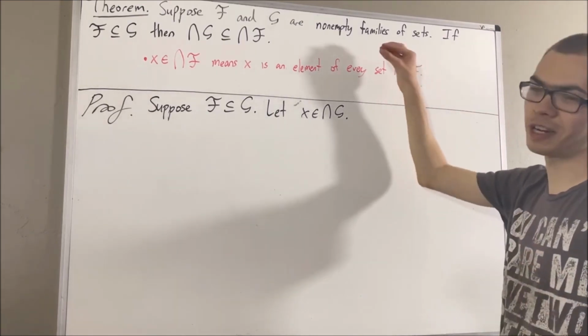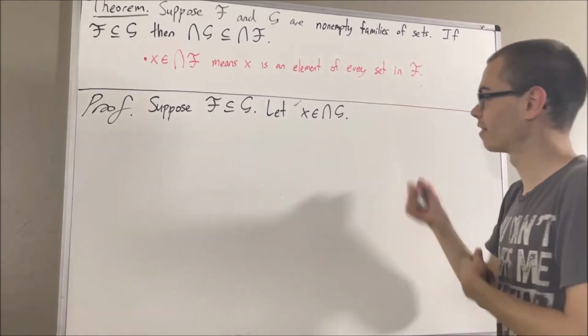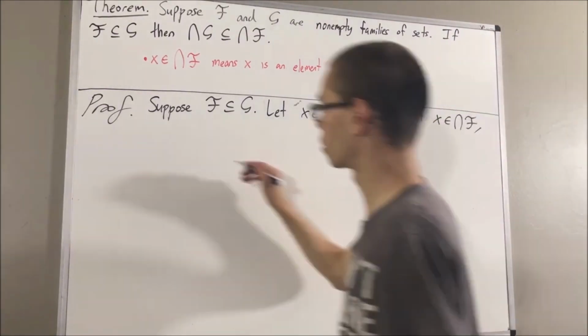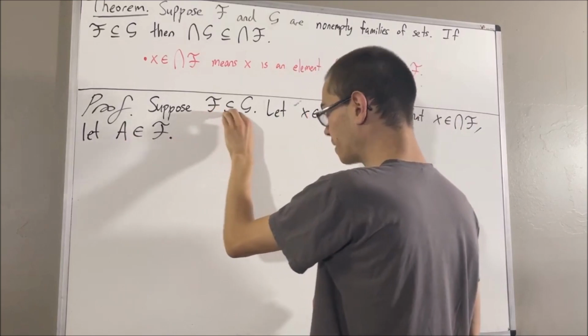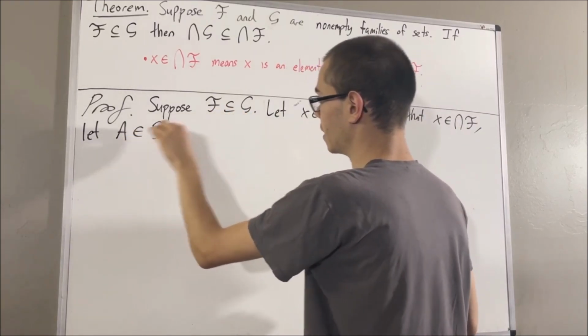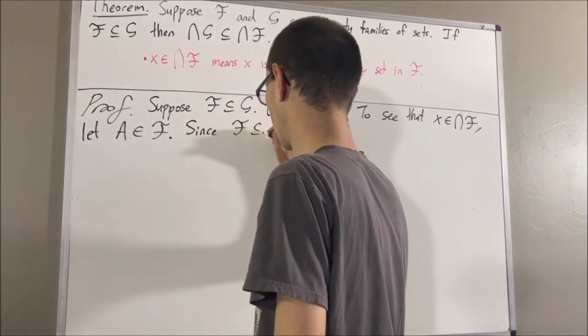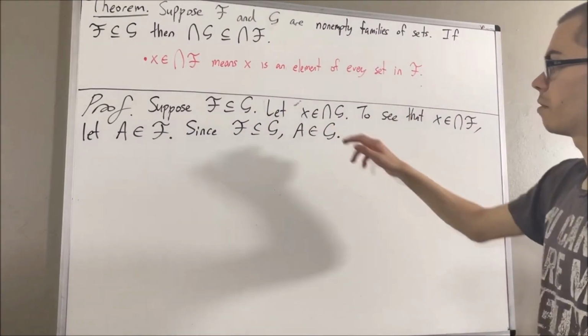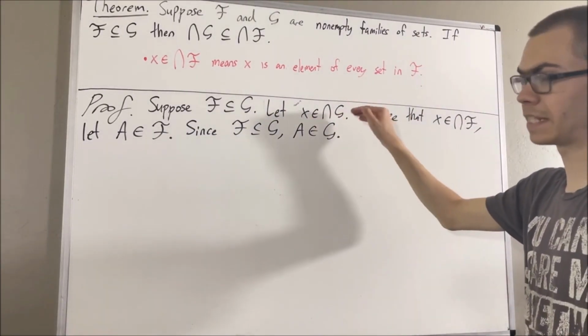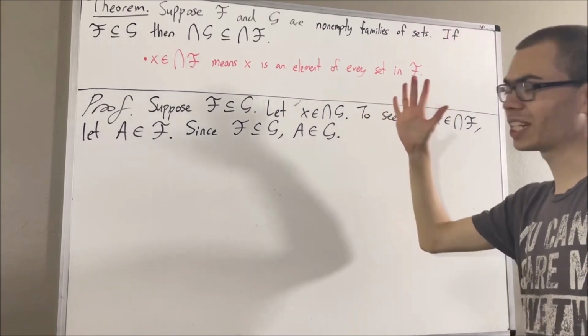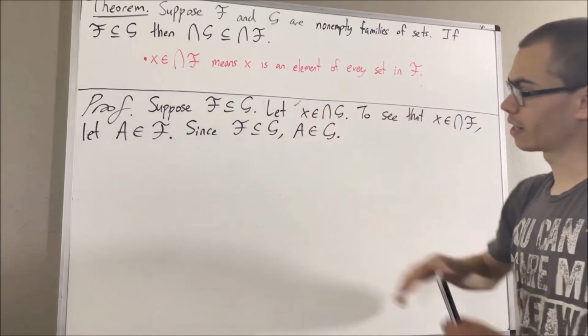So give me an arbitrary set in f. I'll call it A. Now since A is an element of f, and f is a subset of g, it follows that A is an element of g. Now, since x is an element of the intersection of g, we know that x is an element of every set in g. So in particular, x is an element of A.